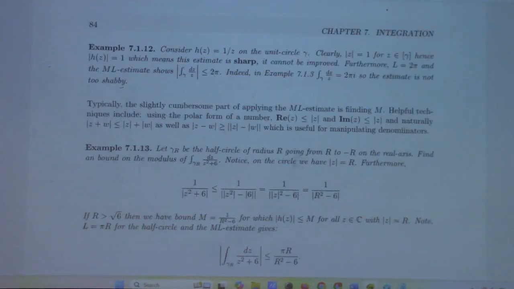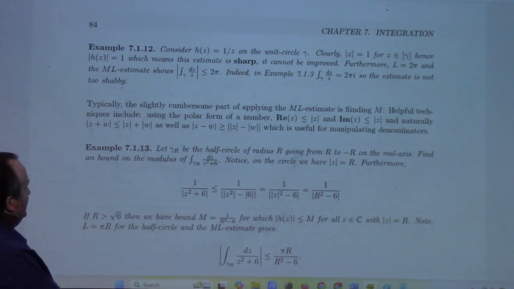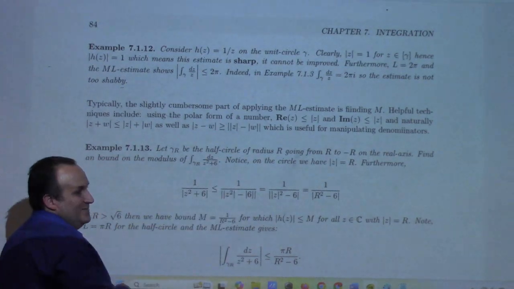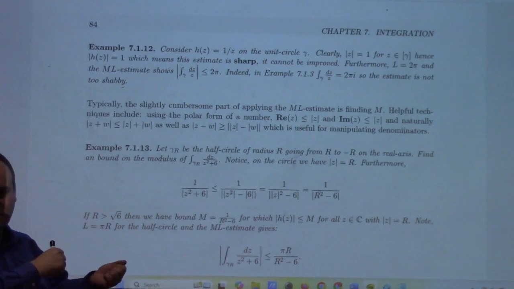So what good does that do us? Let's see here. I have the integral of 1 over z on the unit circle. If we take the modulus of z, we get 1, so 1 is an M for 1 over z. And so the ML estimate shows that the modulus of the integral of dz over z is less than or equal to 2 pi, because 1 times the length of the unit circle is 2 pi.